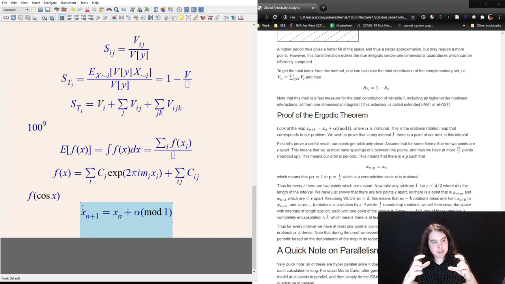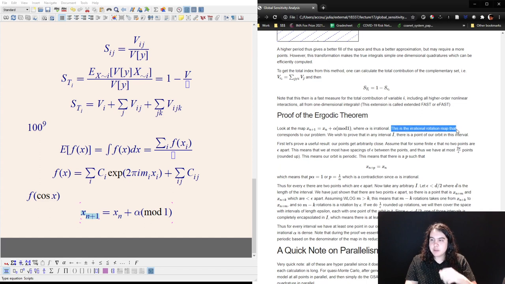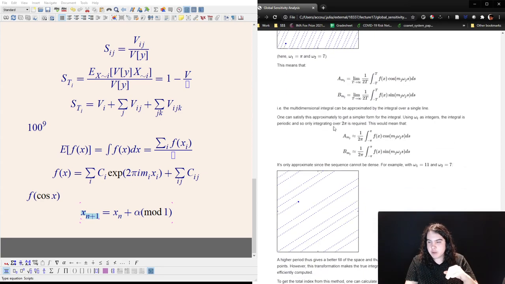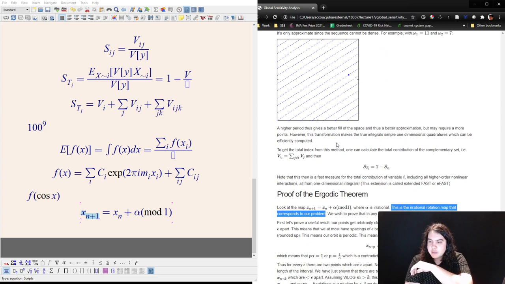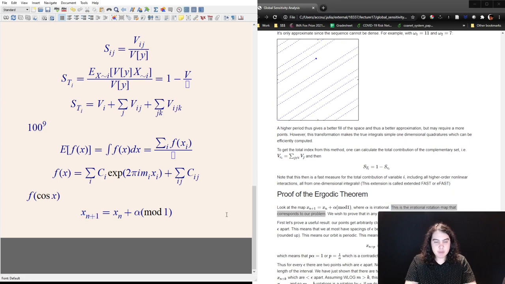And what I mean by dense is, if you take this map out far enough, you can find a point that is epsilon close to any other point. So this is the irrational rotation map that corresponds to the problem we're thinking about above, just the one-dimensional version of it. What we want to prove is that in any interval I, there is a point in our orbit that goes in that interval.